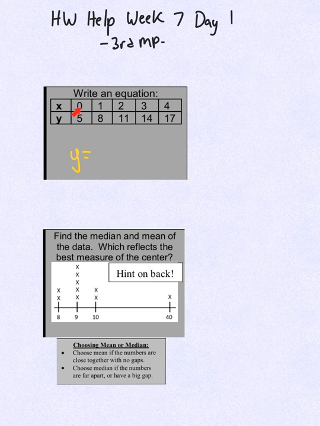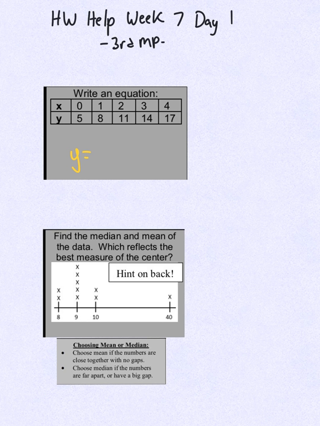So first off, is 0 times anything 5? No. 0 times everything is 0, so it's not multiplication. How about addition? I know 0 plus 5 is 5. 1 plus 5 is 6, not 8. So this is a hint that it's going to be a two-stepper equation.